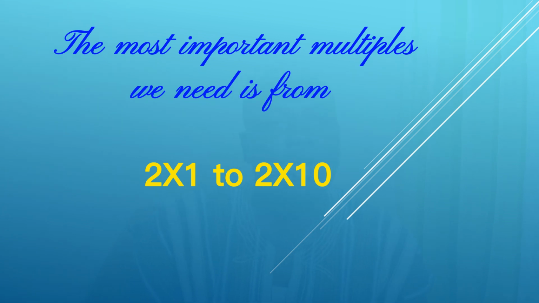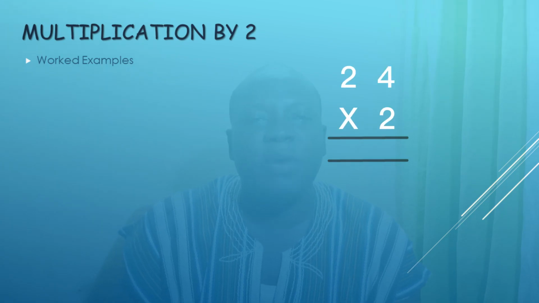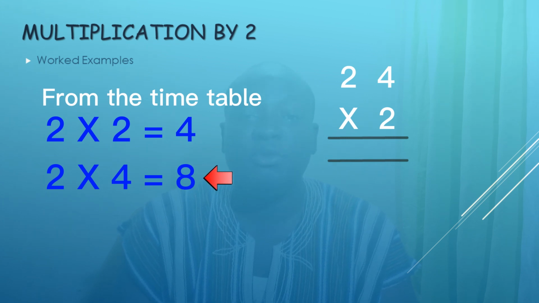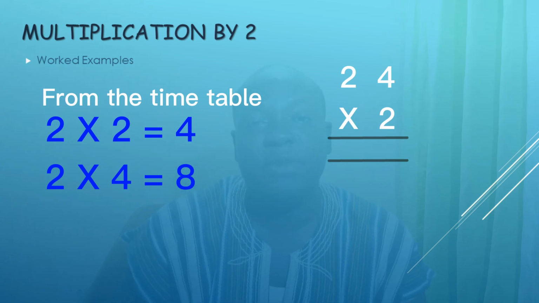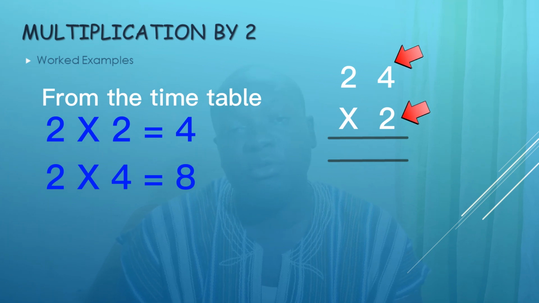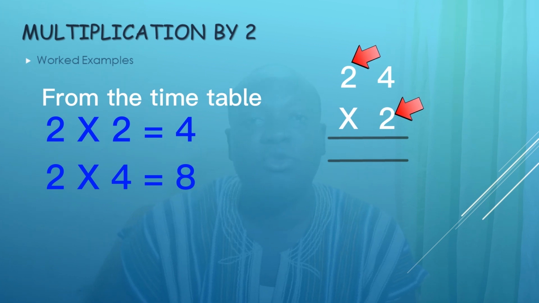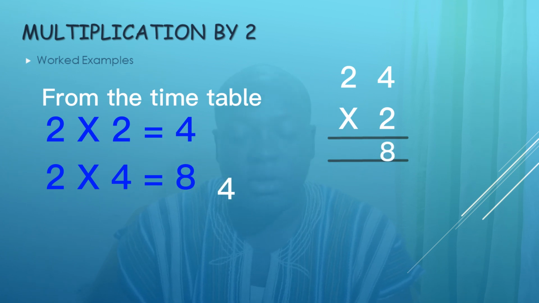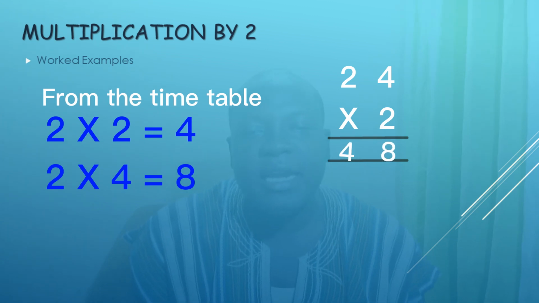Let's take a number like 24. Let's multiply 24 by 2. So from our timetable, we realize that 2 times 4 is what? 8, and 2 times 2 is what? 4. In this arrangement, we will multiply the 2 and the 4 first and write the answer, and multiply 2 and 2. So now, what is 2 times 4? The answer is what? 8. And now, what is 2 times 2? The answer is what? 4. That gives us 48.